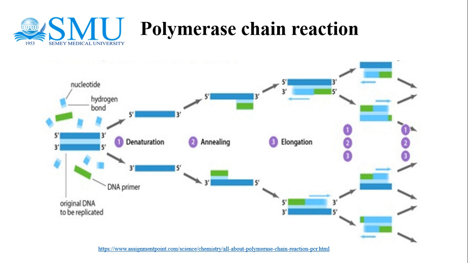The principle of this method, PCR, involves three basic steps: first, DNA extraction from the organism. Second is amplification of extracted DNA. Third is gel electrophoresis of amplified product.